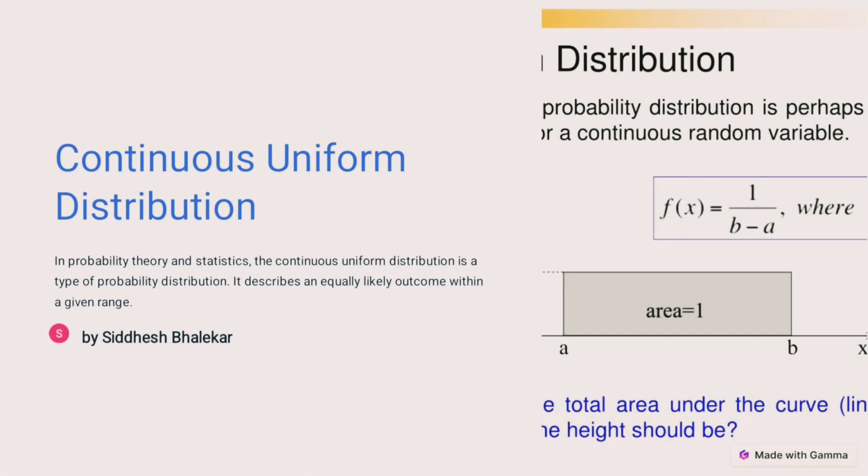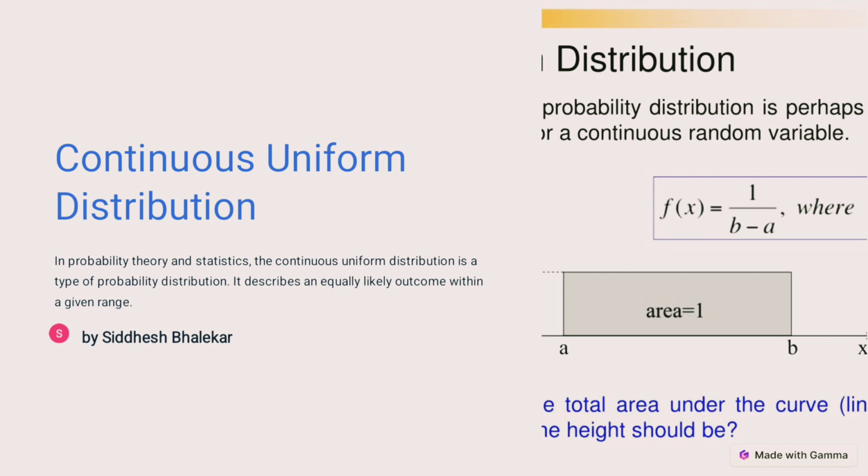My name is Siddesh Valekar, and today we are going to learn the continuous uniform distribution. In a continuous probability distribution, there are four types of distribution. We will see one of them. It's called the continuous uniform distribution.